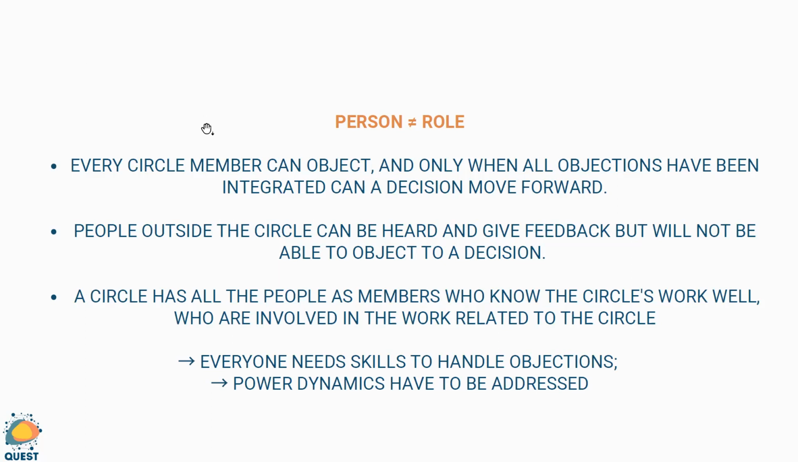Every circle member can object, of course, but people outside the circle can be heard, can give feedback, but will not be able to object to a decision because they are not part of the circle. And the reason is that the people in the circle know very well what to decide and are involved in the work.